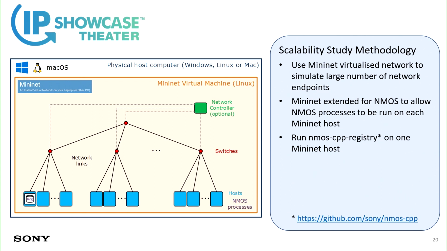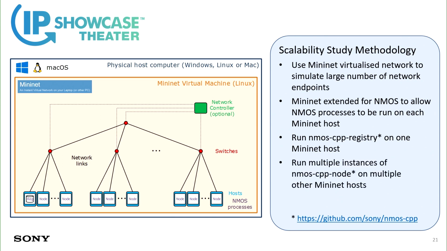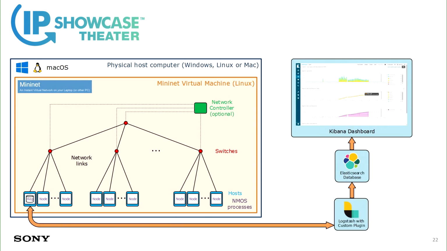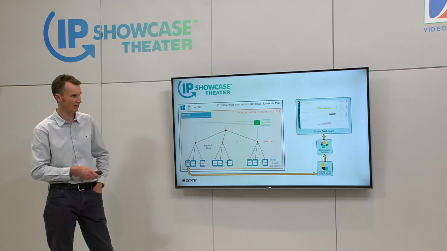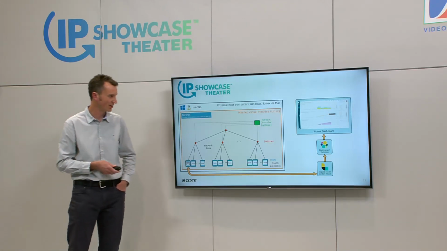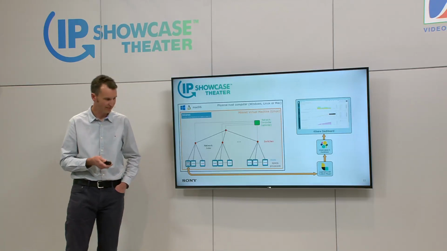It comprises both a registry implementation and a node implementation. So we run our registry on one of the Mininet hosts, and then we run a series of nodes on all the other Mininet hosts. Then what we want to do is log what's going on and make some timing measurements. So we take our log from our registry, and using Logstash, we feed it into an Elasticsearch database in real time, and that drives a Kibana dashboard, which will plot a graph of everything registering with our registry in real time, and we can get some nice graphs that show the results of our study.